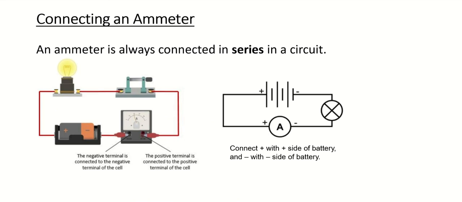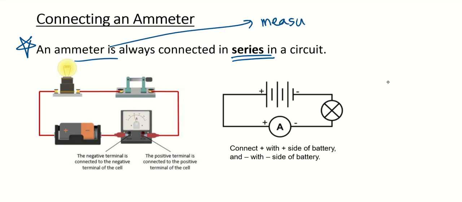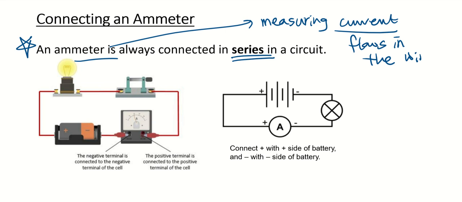Now, how do we connect an ammeter? This is important. An ammeter is always connected in series. Why is that so? Because the ammeter is measuring current, and this current is actually flowing in the wire. So definitely my ammeter that measures current must be placed in the path of the current so that I can measure how much current actually flows through it.